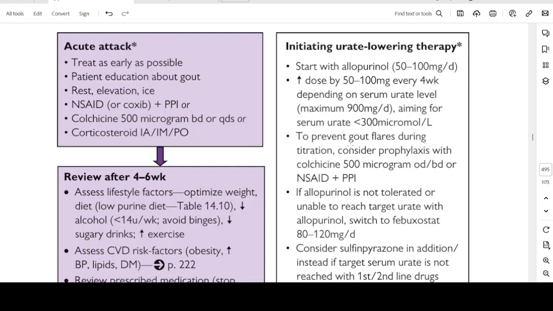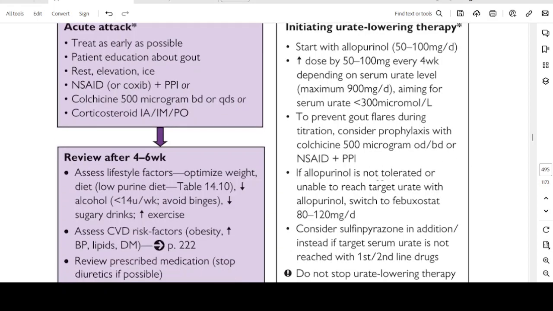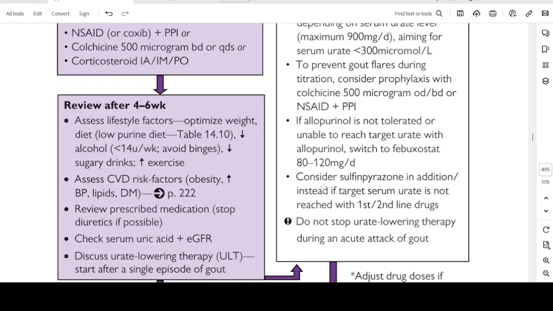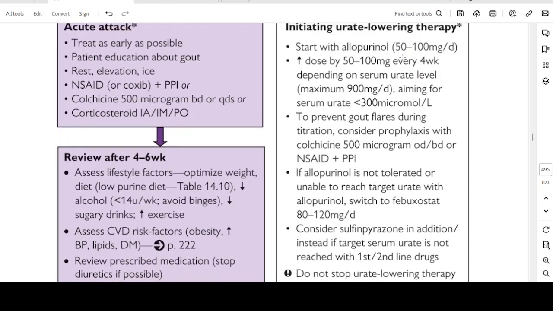To prevent gout flares during titration, consider prophylaxis with colchicine 500 micrograms OD or BD, or NSAID plus PPI. If allopurinol is not tolerated or unable to reach the target urate with allopurinol, switch to febuxostat. So allopurinol is the first line, and if we are not able to reach the target urate levels with allopurinol, then you need to switch to febuxostat 80 or 120 milligrams per day.